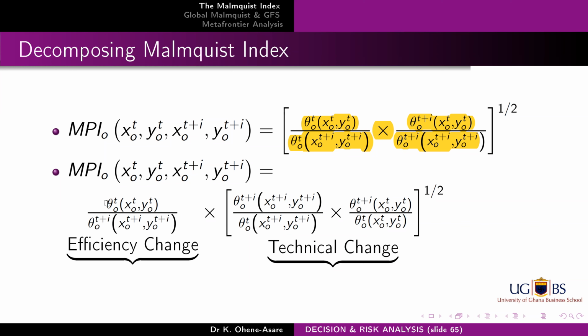For example, when you multiply the outside one by the inside one here, taking into consideration the square root, you will notice that there will be some cancellations. So this first one is efficiency change, and then the second one is the technological change. Again, all these scores, you have them. You calculated all the efficiency scores, so all you have to do is substitute.